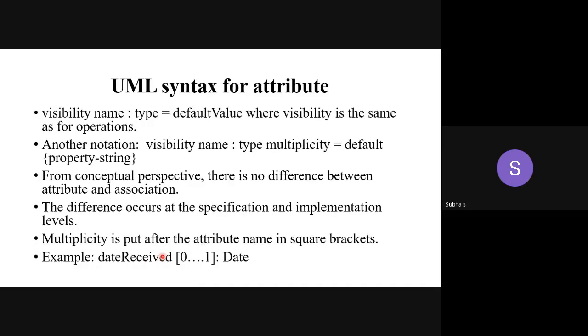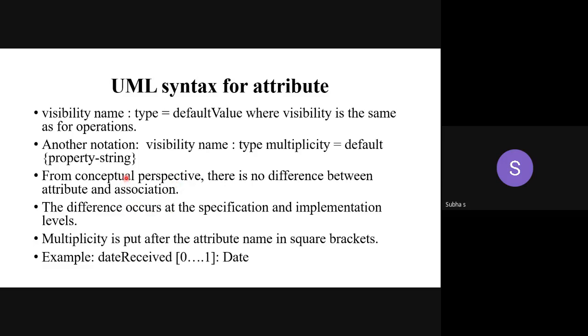For example, age colon integer. Very simple thing. Suppose you are treating it as private, if you are going to give the access specifier as private, then minus age colon integer, or number, like that you can give. But note down the third point: from the conceptual perspective, there is no difference between the attribute and the association. What do you mean by that?